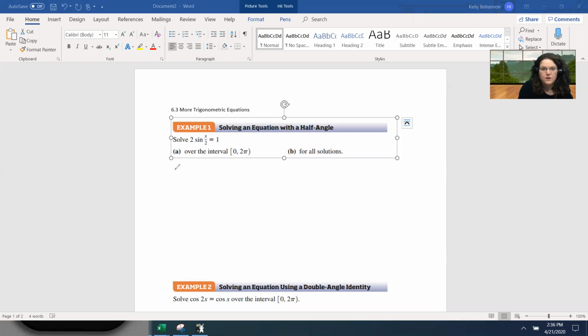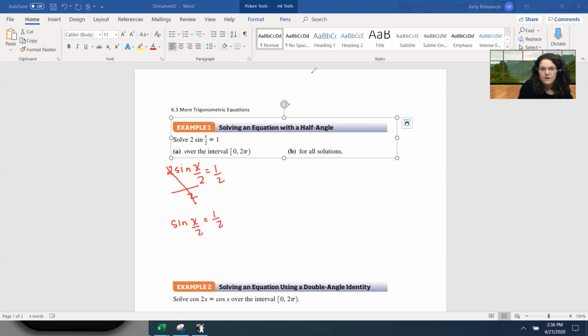So the first thing I'm going to do is, so here's my equation, 2 sine x over 2 equals 1. It happens to be a half angle here, but we're just solving like normal. So I'm going to divide by 2. So that gives me sine of x over 2 equals a half.